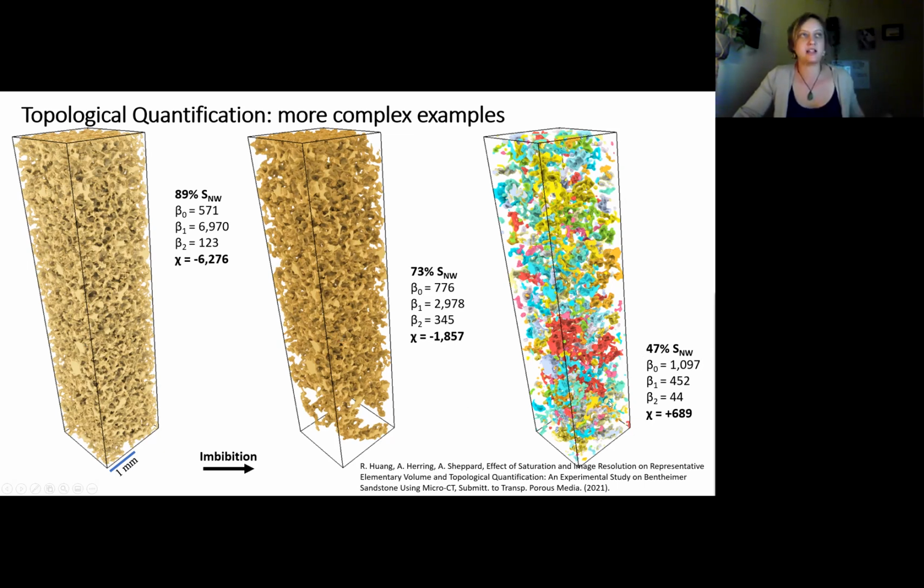And the Euler characteristic and the Betti numbers are additive. So you can measure these values for each individual cluster or each individual ganglion inside the system, and you can look at the topology on a per ganglia basis. But we can also measure these values for the global system, and the value for the global system will be the sum of all the local individual components.